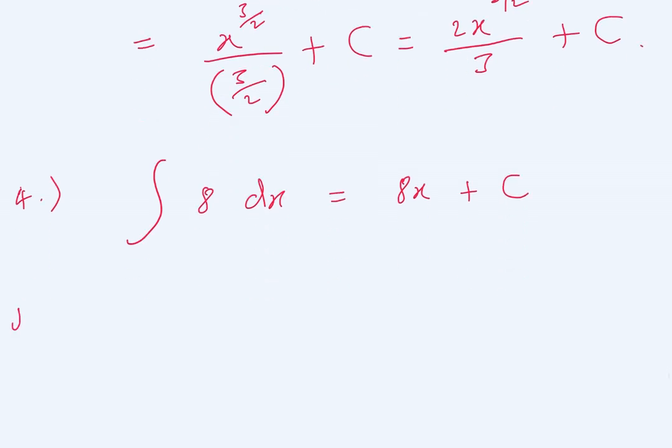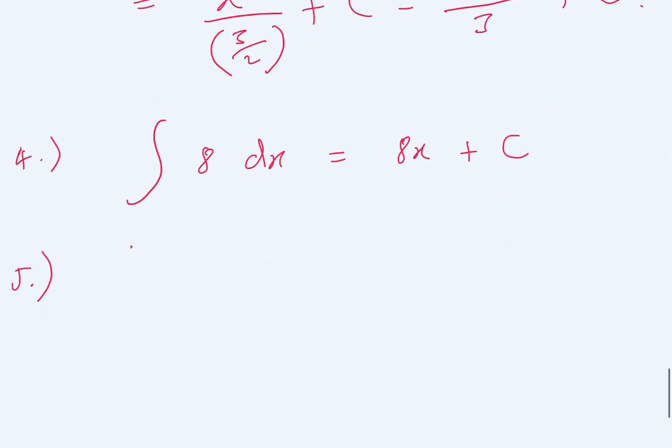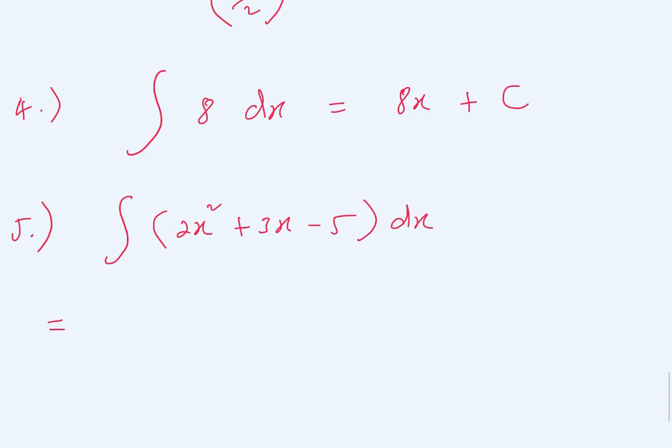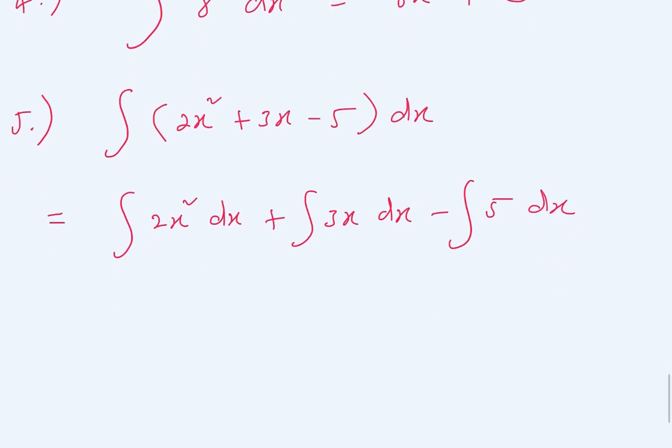And then the last example, we are integrating 2x squared plus 3x minus 5 with respect to x. Obviously, the integral of the sum is the sum of the integrals. So this is going to be the integral of 2x squared with respect to x, plus the integral of 3x with respect to x, minus the integral of 5 with respect to x. So this is equal to the following. Now we apply the formula.